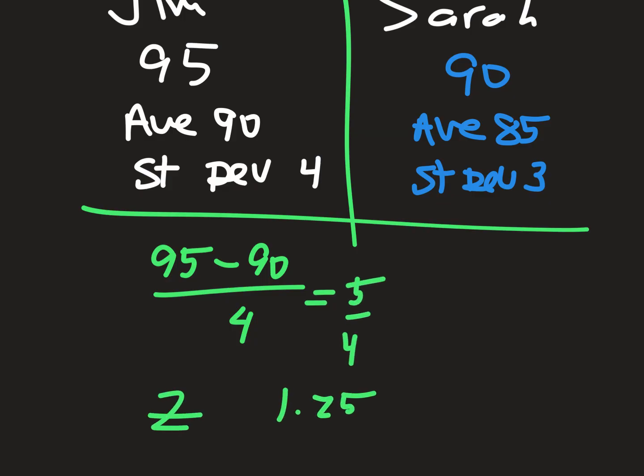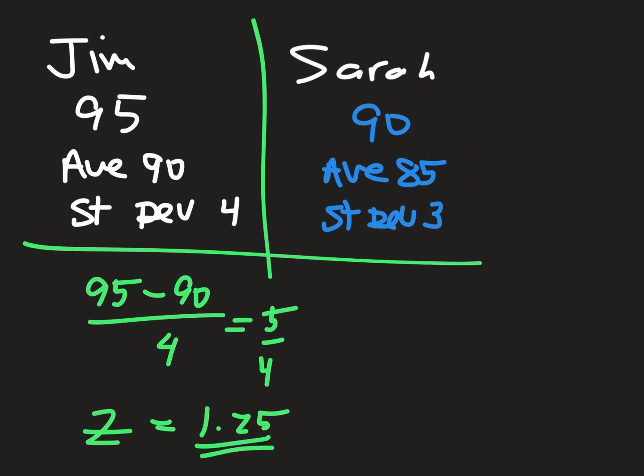That's his z-score. Now, can you explain what that even means? He did a little more than 1 standard deviation above the average. That's what that means. Just a little more than 1. All right. On the other hand, Sarah, can you tell me, Ashton, what numbers would I do to calculate Sarah's?